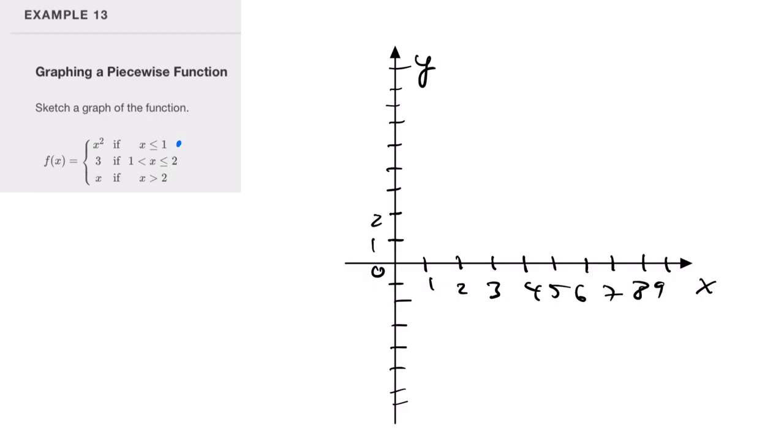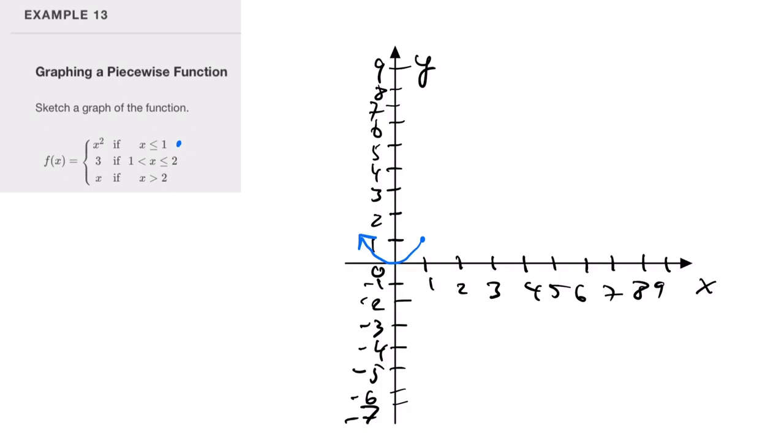When x is 1, y is 1. I know that's part of the first one. Going over to the left, it's basically a parabola, a shape like this, and it just continues in that direction. And then the second one says y equals 3 whenever x is between 1 and 2. We'll do that one in green. So between 1 and 2, y is 3.